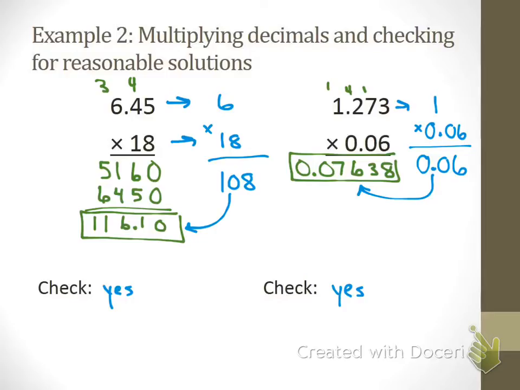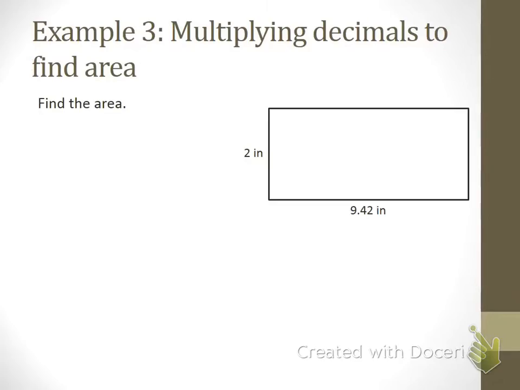Any questions? One more example? Y'all have it in you? Yeah? One more example. Example 3, multiplying decimals to find the area. What kind of shape is this? It's a rectangle. What's the formula to find area of a rectangle? Very good. L times W, length times width.